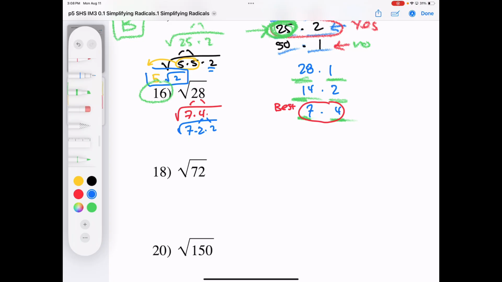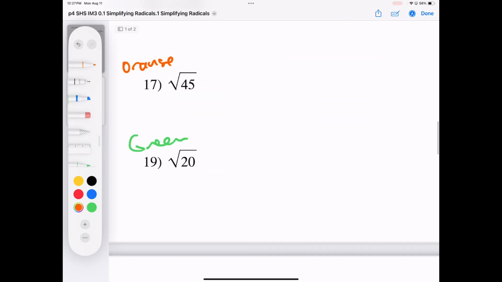Jasmine H, what should I circle? One of them or 2 of them? Both of them. And what do I put now? Where do the 2s go? Do they stay on the inside of the house, the radical sign, or the outside? Yeah. Raise your hand if you got 2 radical 7. Good job.